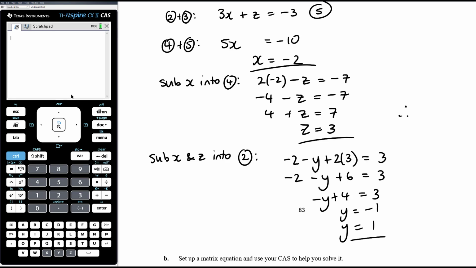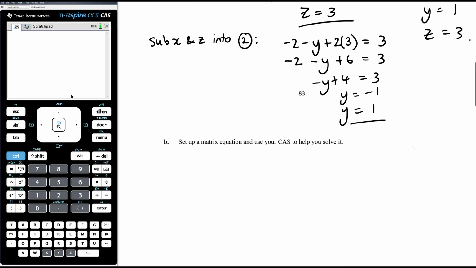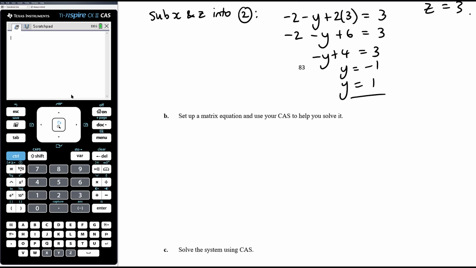Okay, so therefore, x equals negative 2, y equals 1, and z equals 3 is the solution of those simultaneous equations. We'll talk a bit about what that means graphically, but you really don't need to know how to, which is why this is all a bit trivial and a bit silly. You're not doing this with any context about what's happening.